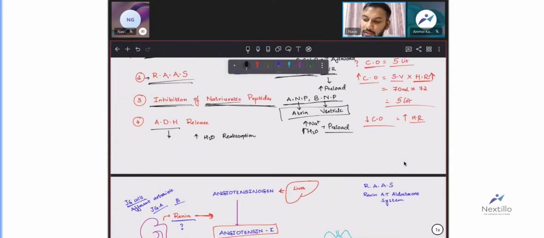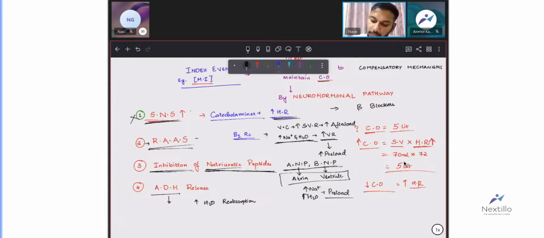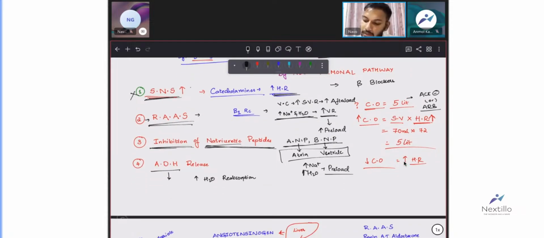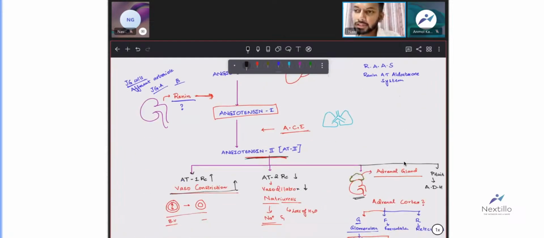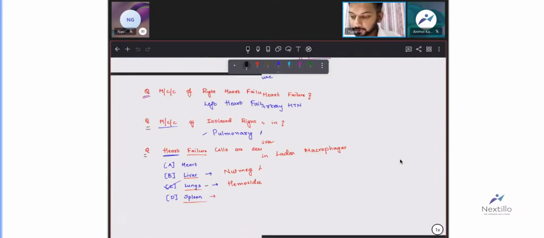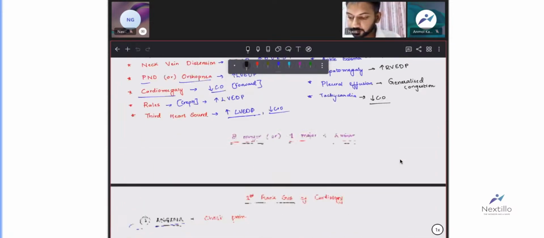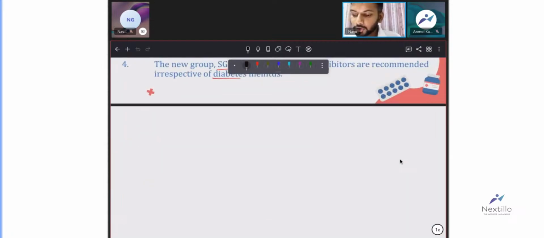Now we want to block this. So we are using what? ACE inhibitors or ARBs. I'll tell you there is one new drug that has come up instead of ACE and ARBs. Yes. Now we want to block aldosterone, so we are using mineralocorticoid receptor antagonists. That is spironolactone, which is blocking the aldosterone. So these are the drugs that we are using for heart failure. We'll talk about it one by one.